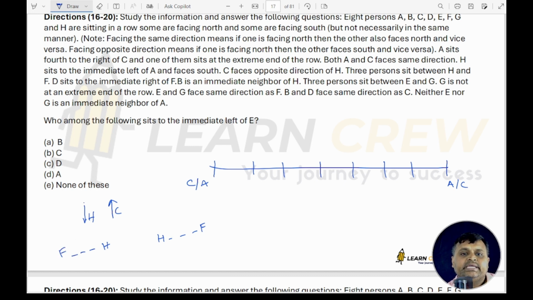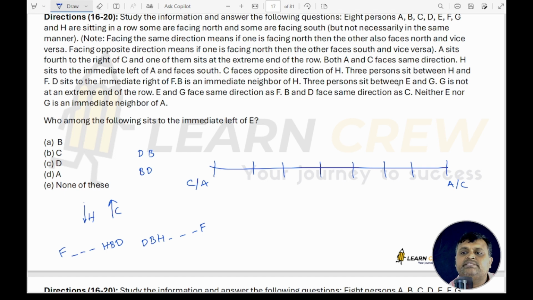D sits immediate to the right of B. It can be like this or like this, according to which they are facing. B is an immediate neighbor of H. Okay, like this.